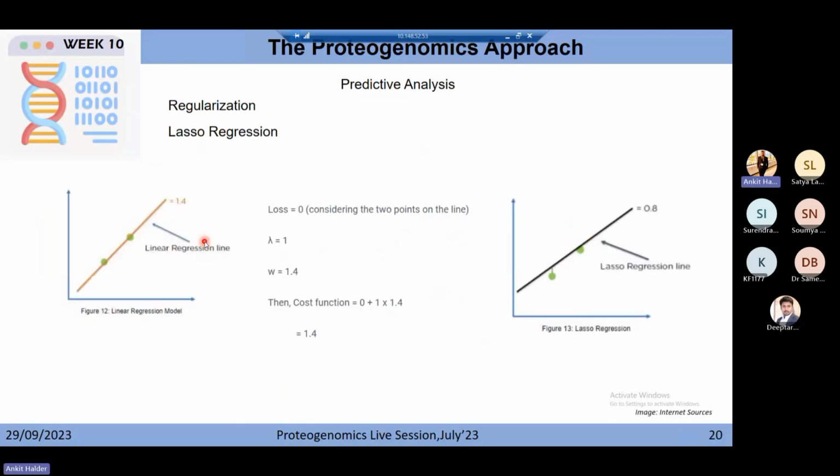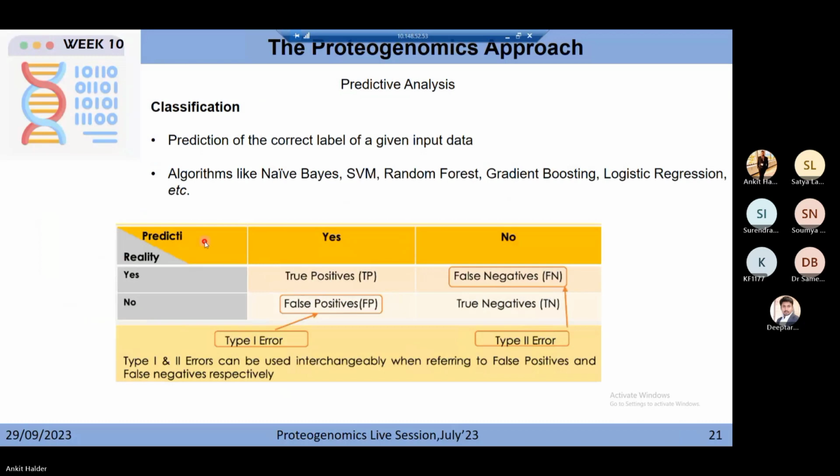So I am hoping that there is no doubt. This is what we have discussed. These are algorithms like naive Bayes, SVM (support vector machine), random forest, gradient boosting, logistic regression, etc., which give us errors that we try to minimize while training the models using regularization or gradient descent.